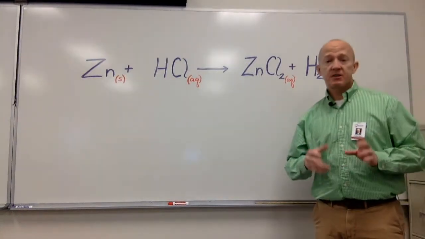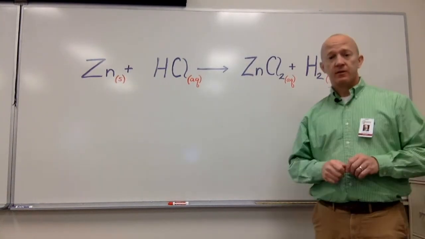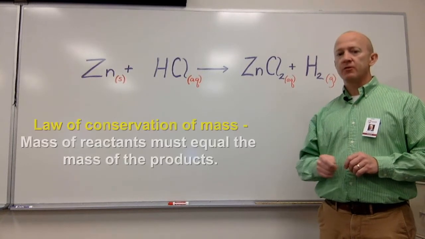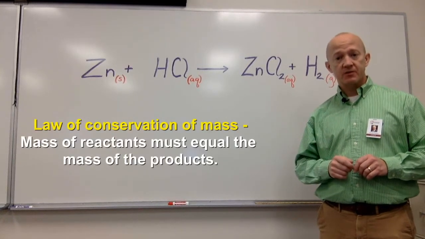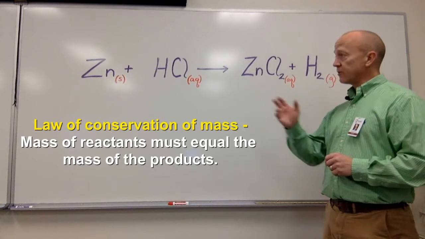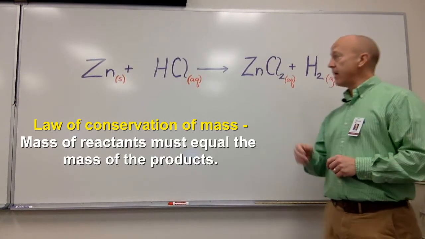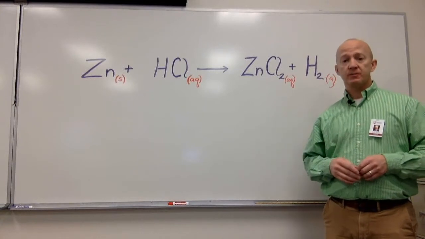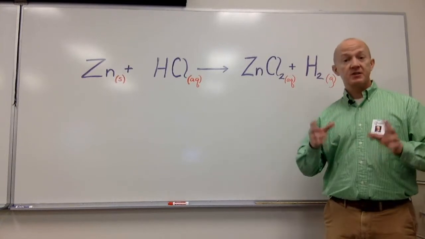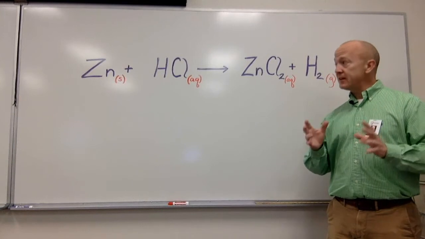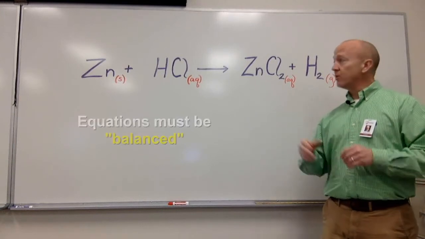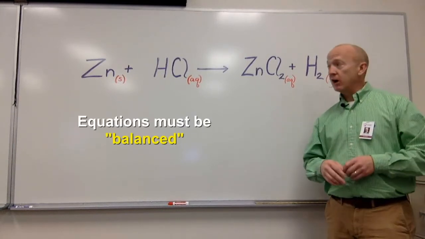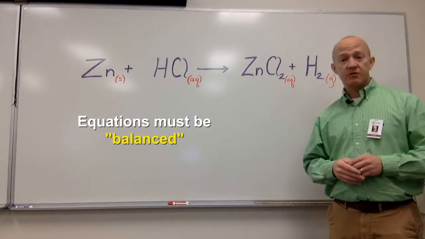But sometimes even a skeleton equation isn't enough. The reason is that we have to take into account the law of conservation of mass. Remember, the mass of the reactants must equal the mass of the products. Skeleton equations don't always include that information. This one is a case in which the skeleton equation is incomplete. To make it a complete chemical equation, we need to balance the equation, and that will help us correctly reflect the law of conservation of mass here.